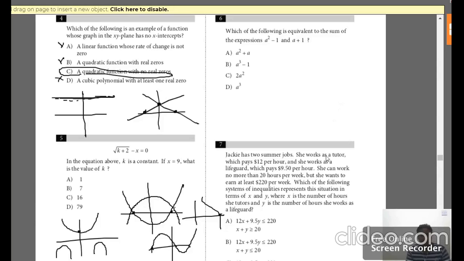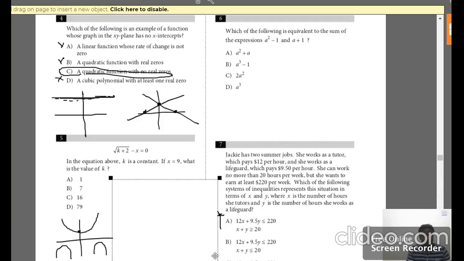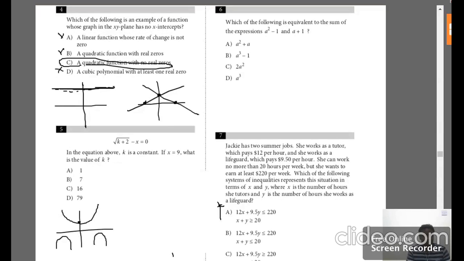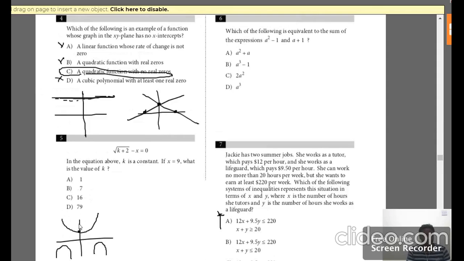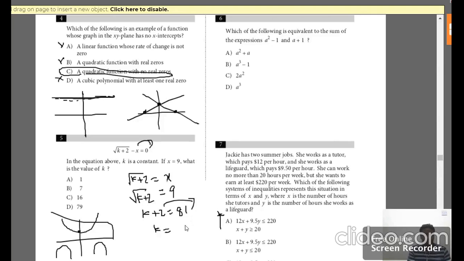Moving on to the fifth question, which tells us to get the value k provided x is 9. So upon just substituting in place of x after shifting it to the other side, we have 9, and unless you do squaring and cancel out the radical, you won't get the value of k. So if I do the squaring, I'm going to get 9 squared as 81. So the value of k, subtracting 2 from it, will give me 79.